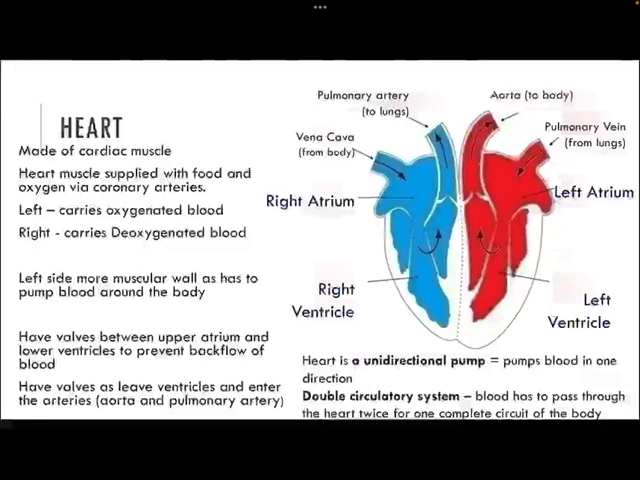So the four chambers are the right and left atrium, and the right and left ventricles, and then your four blood vessels, the vena cava, the main vein, pulmonary artery out away to the lungs, the pulmonary vein coming blood back into the heart, and then the aorta, the main artery going to the body. The valves, as I mentioned, are as labelled.